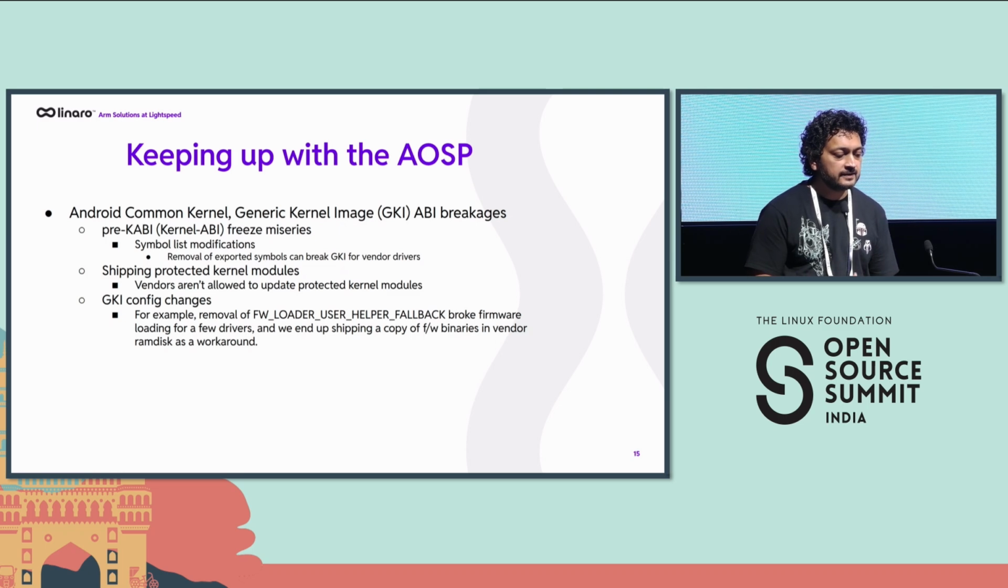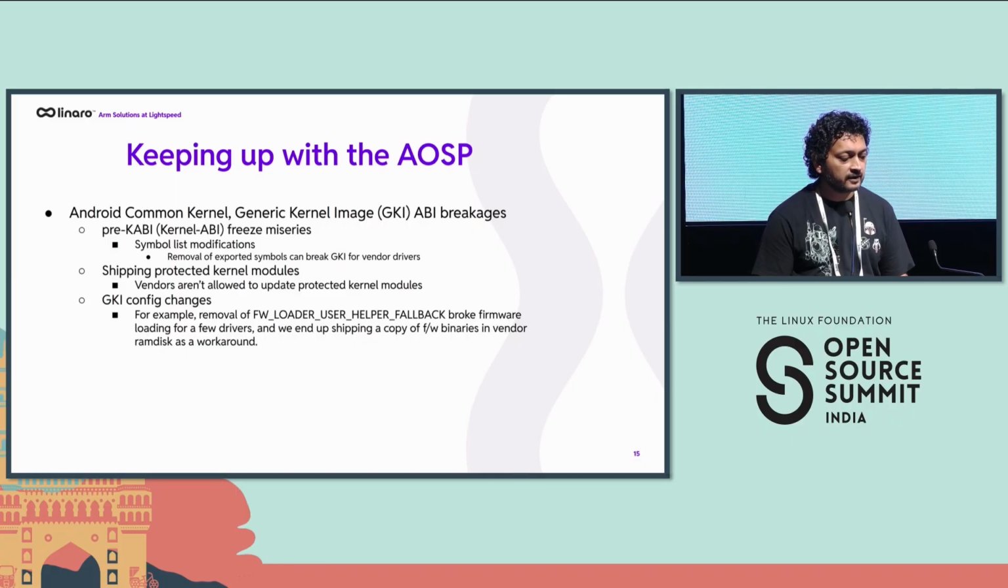Last but not the least are the GKI ABI breakages. Though almost all of these are vendor kernel specific issues and nothing to do with GKI as such, I thought it's a good idea to share the most common GKI boot failures that we have run into, especially during the GKI development cycle, while the kernel ABI is still open and not frozen for that particular Android release. Top in the list is the symbol list modifications.